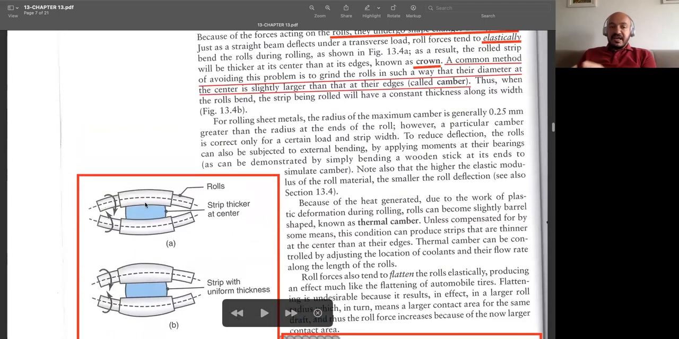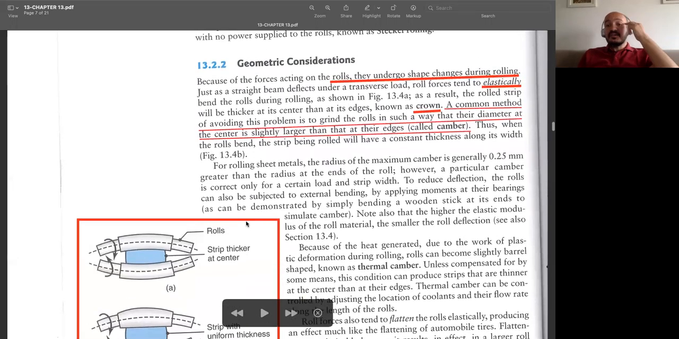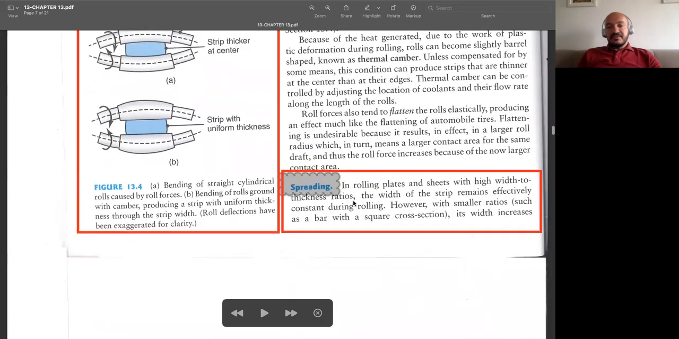And this actually happens due to the bending in the rolls, as you see here, bending of the shaft. Since we are applying too much force, compressive forces, this is a problem we have once you don't design your rolls accordingly. Another problem is actually spreading.